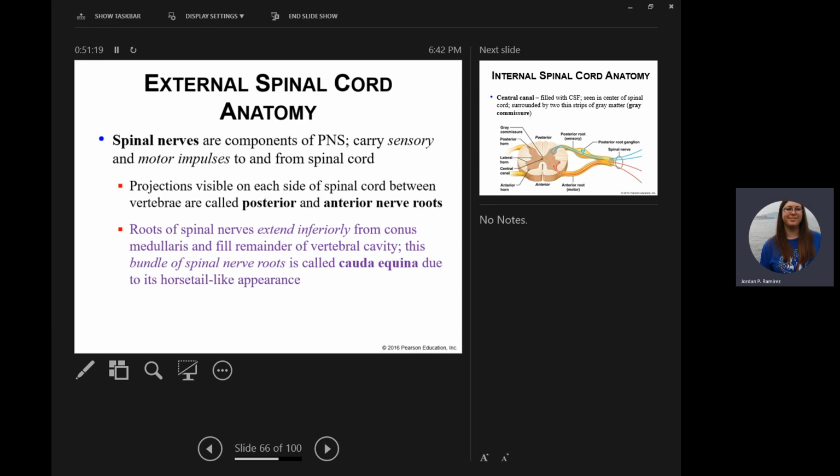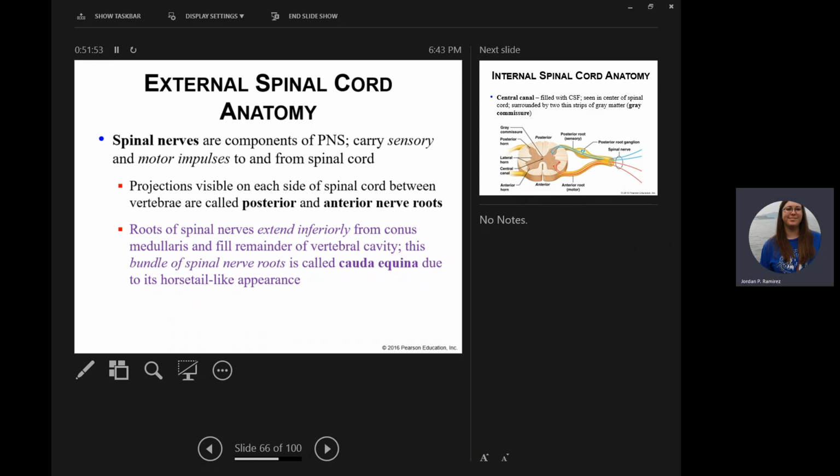All right, so spinal nerves we talk about in chapter 13. We'll talk a whole lot about our spinal nerves. We'll also talk about cranial nerves, which you'll have to learn all 12. Have to learn the spinal nerves, all kinds of good stuff. Spinal nerves are components of the peripheral nervous system, so going out from the central nervous system to all of our nerves. They're going to carry sensory and motor impulses, depending on the nerve, to and from the spinal cord.